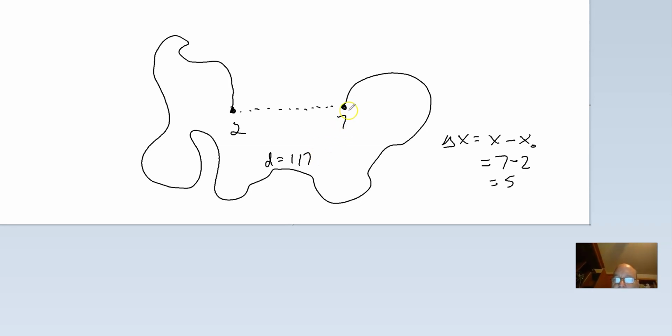Now, when I go from 7 to 2, my displacement would be -5, right? If I went from 7 to 2, my displacement would be -5. And let's just show that. Delta x equals x minus x0. And then it would be 2 minus 7 equals -5. Either way I go along the path, I've gone the same number of units, 117 units, but the displacement would be different if I went in a different direction. The number of units would be the same regardless of which direction I went.